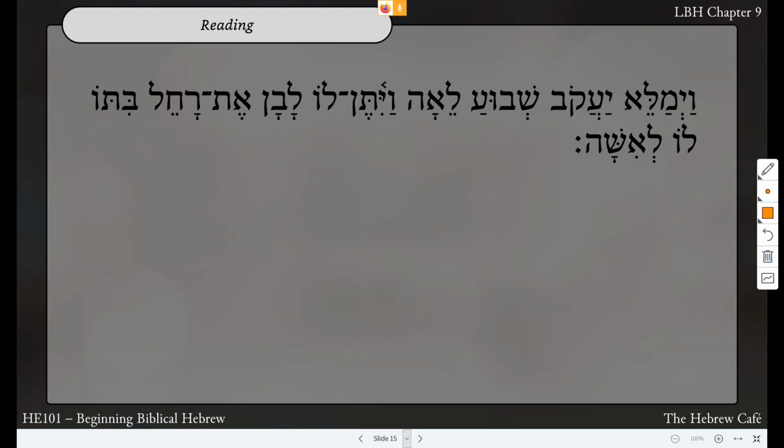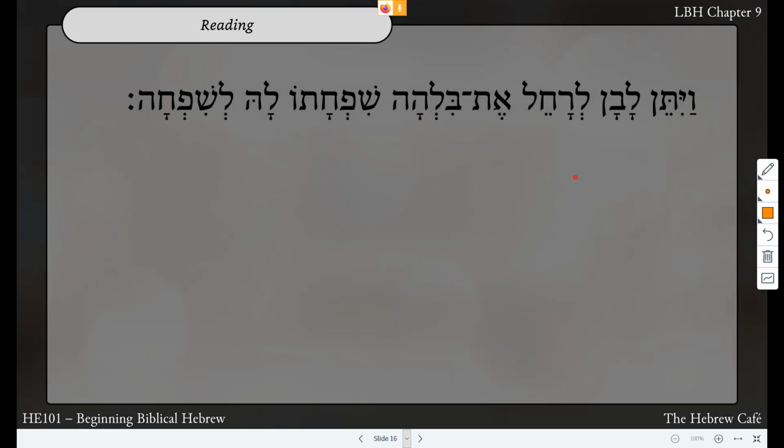So the word in Daniel is odd because it's not the normal word for a week. It actually means 7 years. So when it says seven shvuim are determined for your people, it means seven-year periods. It's not 70 weeks like 7 days, but weeks like 7 years.